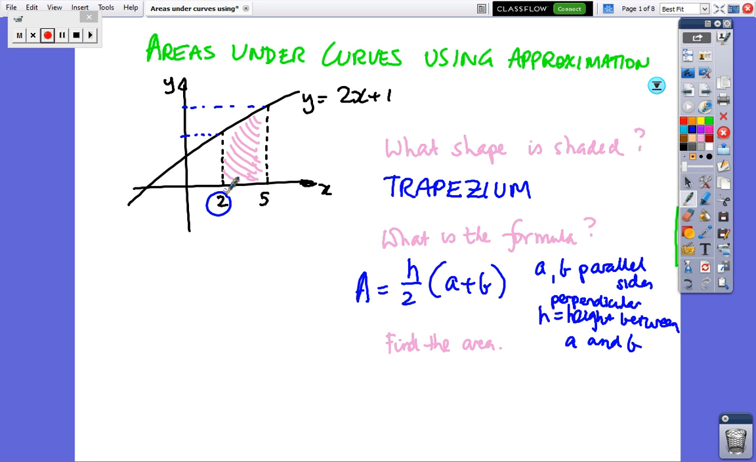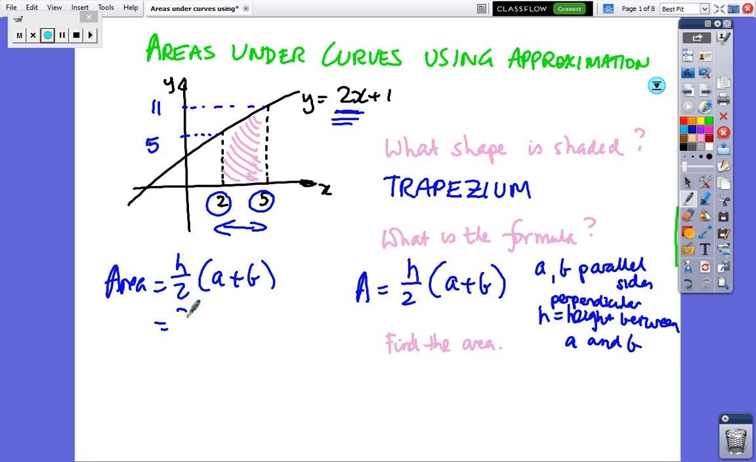So when x is 2, 2 2s are 4 plus 1 is 5. When x is 5, 2 5s are 10 plus 1 is 11. So area equals h on 2 (a plus b). The distance is that distance there, so that's 3 on 2 times (5 plus 11), 3 on 2 times 16. 2 into 16 goes 8, 8 3s are 24, so the area is 24 units squared.